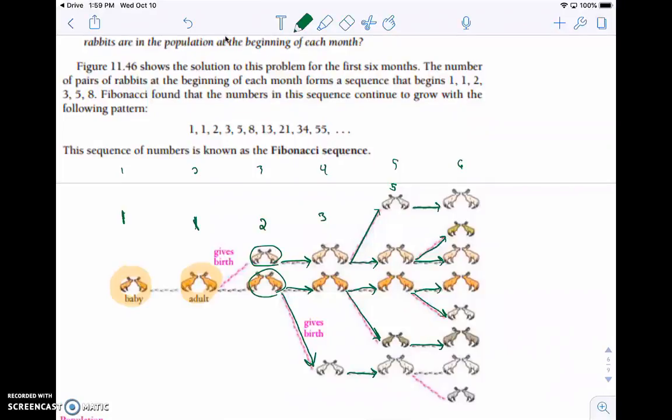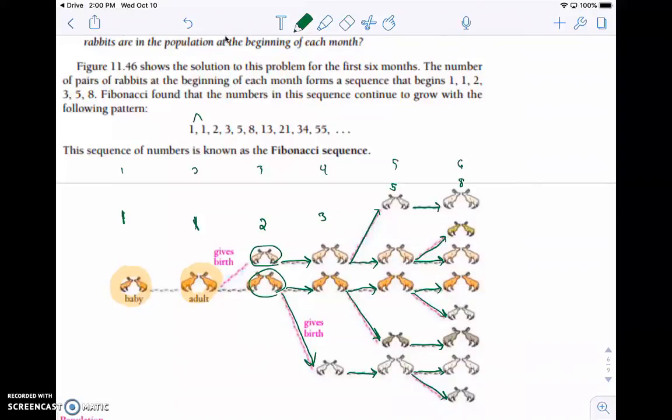These are young, so they turn to adults. These are adults, so they move on, and they have another pair. And if you count all those up, you get 8. So you get this pattern of 1, 1, 2, 3, 5, 8. And it continues on.